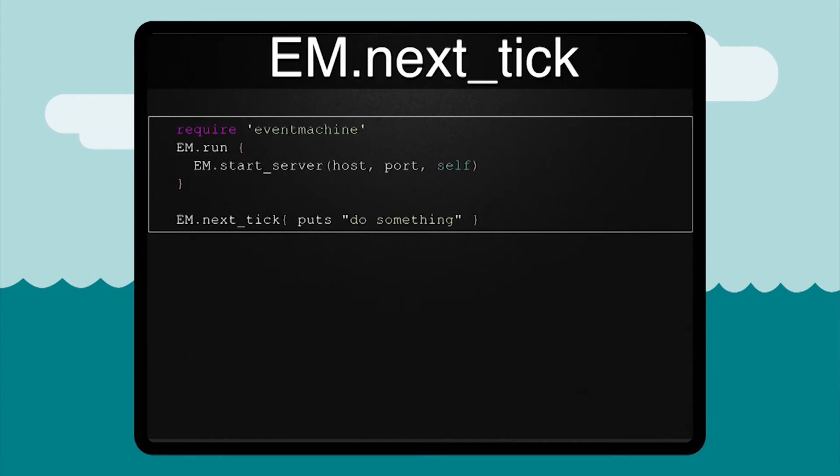So you can run EM.run, start server is going to run forever, but somewhere inside of there I can call EM.next_tick, and that'll just get stuck into this EventMachine event loop. And I can say EM.add_timer, do something in this amount of time, and that'll get shoved into that loop at some point. So I kind of wish we had something like this for Resque.